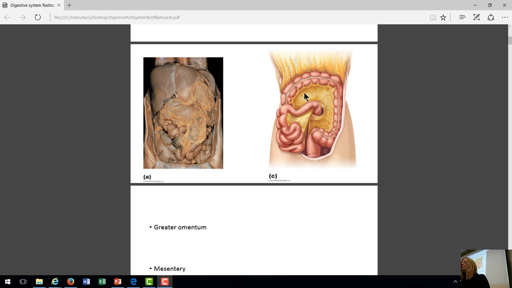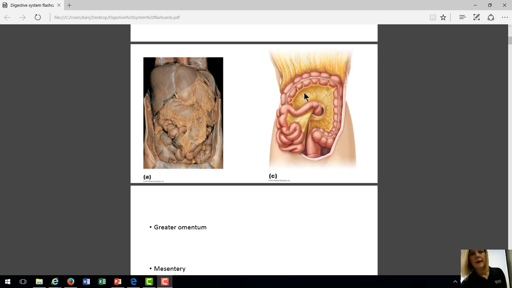And there's blood vessels that run through the mesentery. And what blood vessels do you think run through there? Yeah, superior and inferior mesenteric arteries. So that's where that name comes from. So that's just that yellow connecting material.